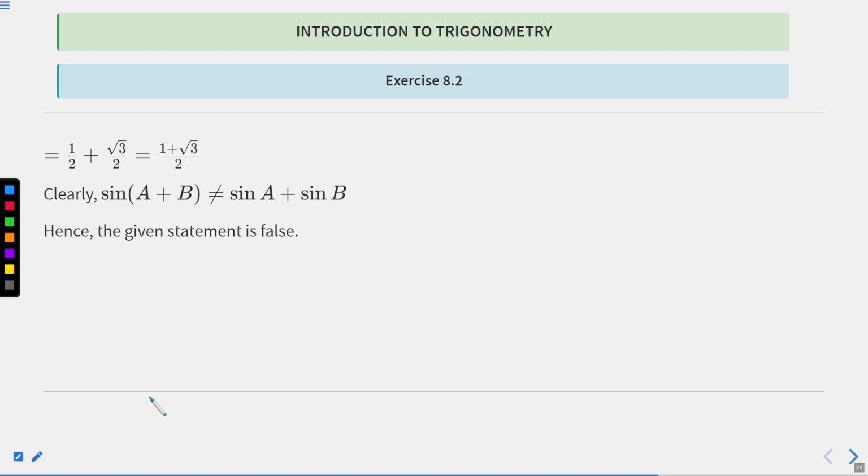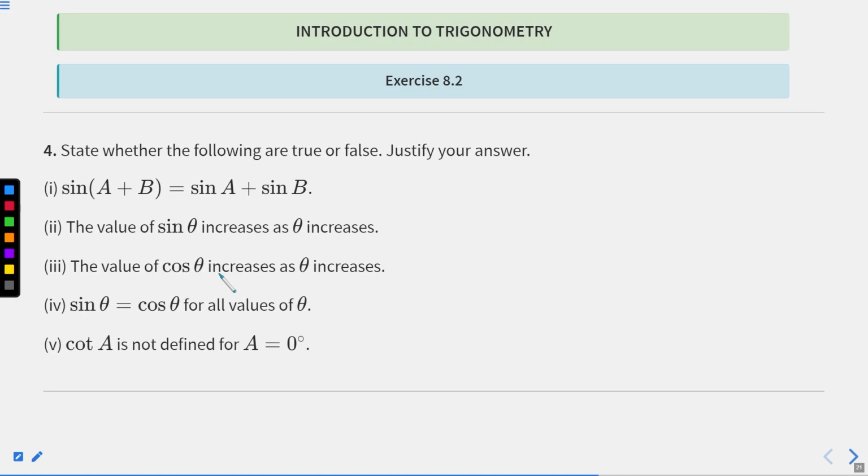So this is equal to 1 by 2 plus √3 by 2, and now if we simplify it, we get 1 plus √3 by 2. So clearly here sine of A plus B is not equal to sine A plus sine B. Hence the given statement is false. Now let us see the next statement.